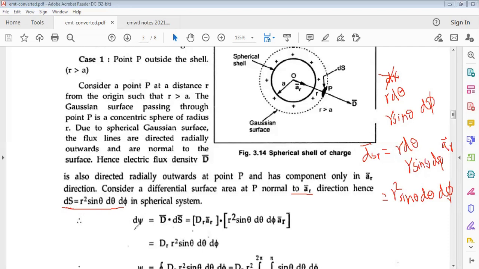So we know that according to the Gauss law, Q is equal to psi, and psi is equal to the integral of D bar dot ds bar, D bar dot ds bar.